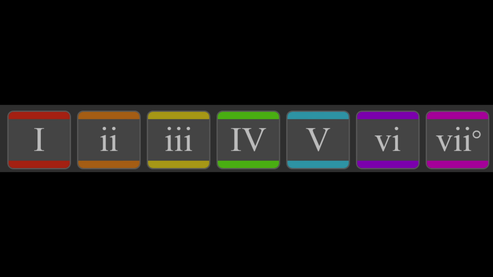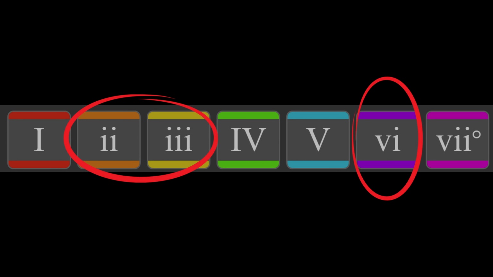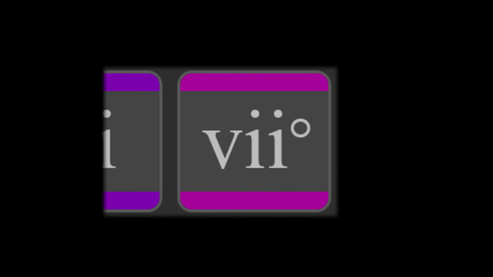In a major key, there are seven chords. Three are major and three are minor. This leaves you with one chord, seven. The seven chord is a special case. It is diminished. But what is a diminished chord?